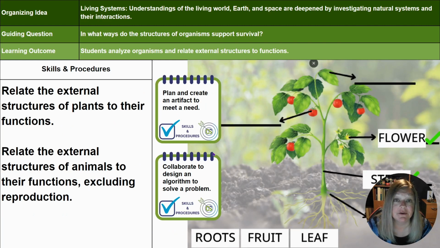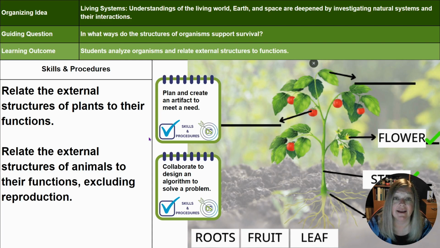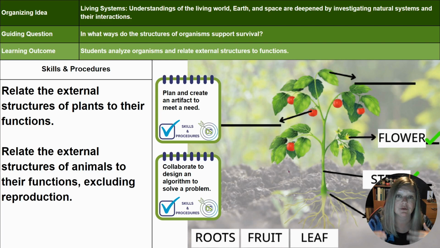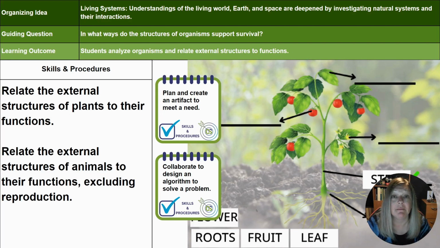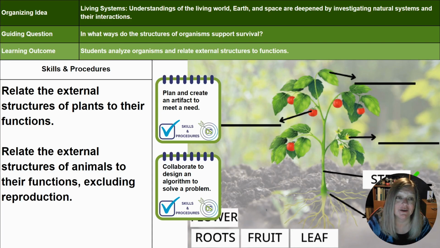We have two computer science skills that are really specifically about creating an artifact and an algorithm, which it doesn't say has to be a computer program or some type of machine program, but it definitely can be. That's going to give the kids that foundational skill and connect into coding.